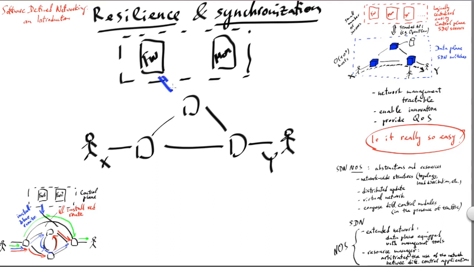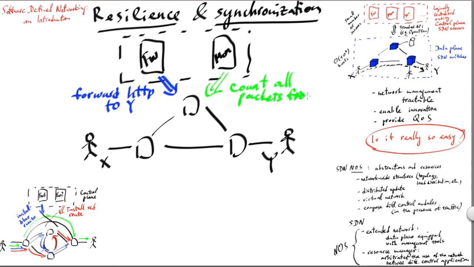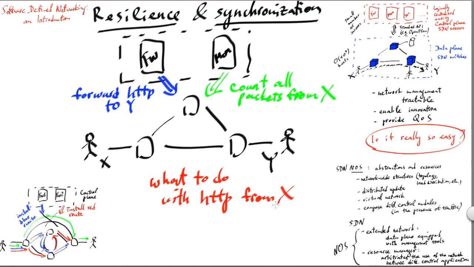For example, the forwarding tries to install the policy which says forward all HTTP traffic to Y. The monitoring module would try to install the policy which would simply count all packets coming from X. So when these two policies are being installed on the switches, the data plane, potentially we have a problem if we have a packet with the web traffic coming from X. We have two actions concerning the same type of traffic. The natural answer here is to compose the rules.